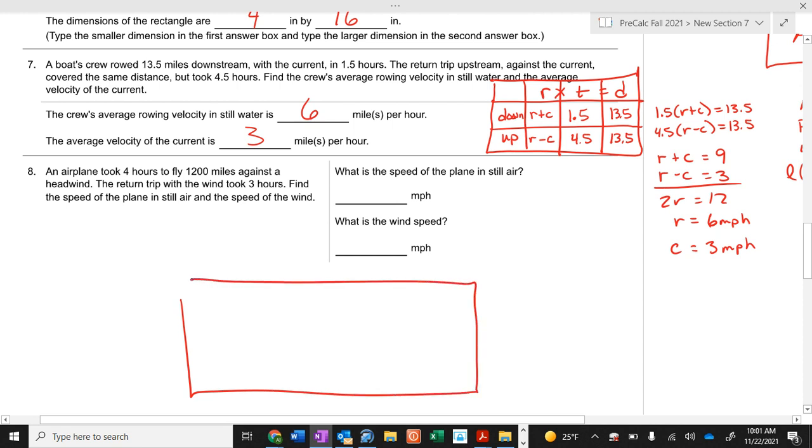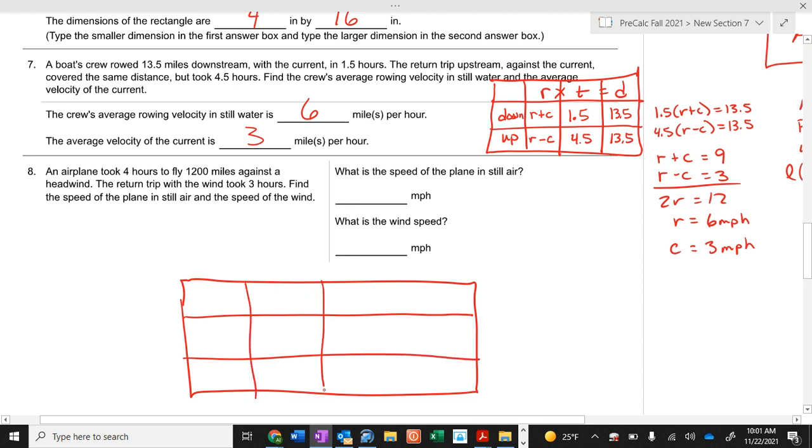So we'll show one more problem, and then I'll let you get going on these before we get into matrices a little later in the period. Rate times time equals distance. Okay? Our airplane took 4 hours to fly 1,200 miles against a headwind. So the speed of the plane plus the speed of the wind. Well, the first trip was against the wind, so minus the speed of the wind, and the speed of the plane plus the speed of the wind.